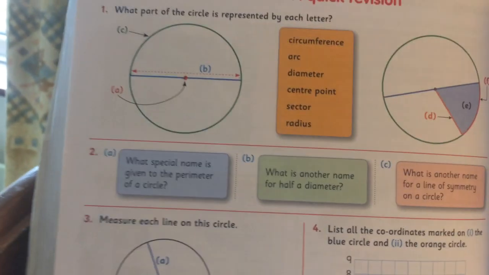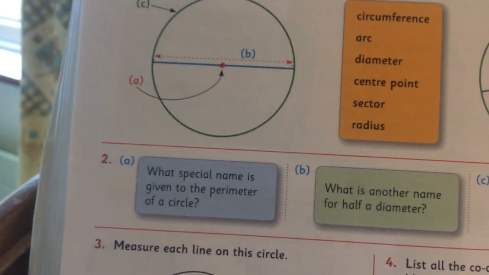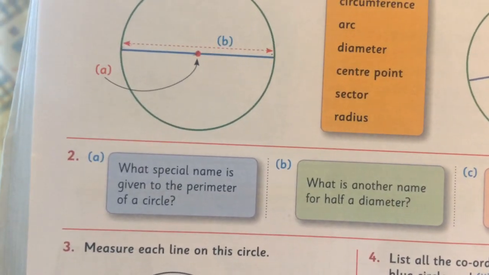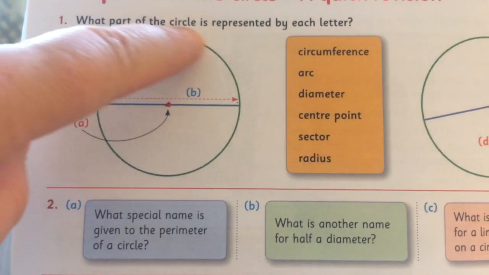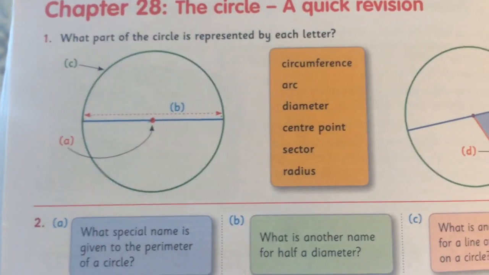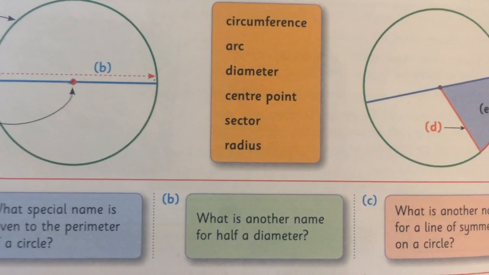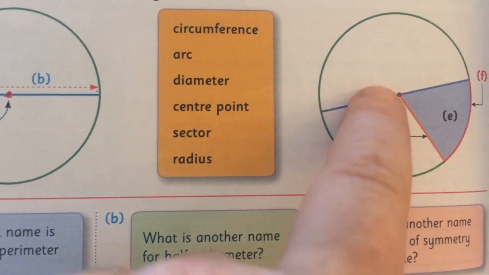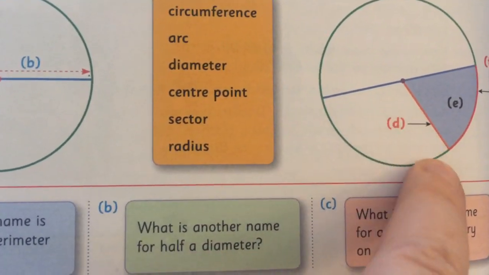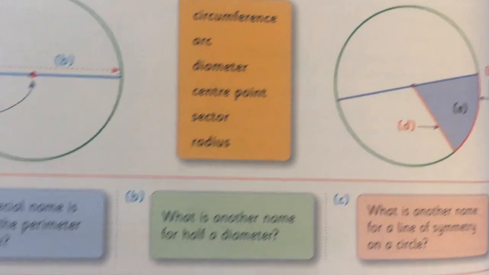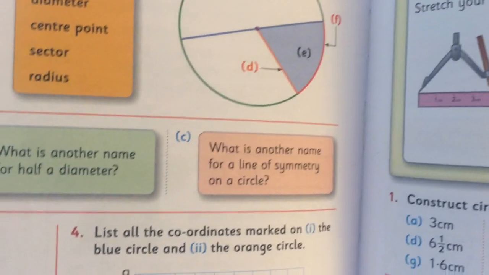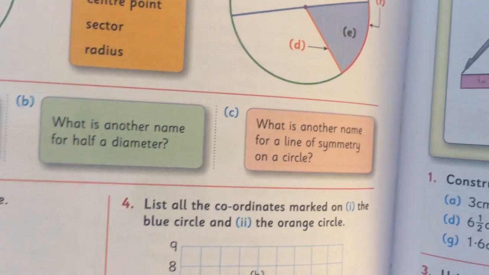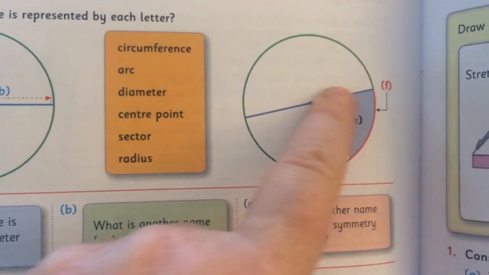Let's just quickly recap on everything. So here's just a few trick questions. What's the special name given to the perimeter of the circle? You've already found that out. What's another name of half the diameter? The diameter is the full way across, but this is half of it, so half the diameter would be called a radius. Another name for the line of symmetry on a circle: the line that goes across, what's the name for that?